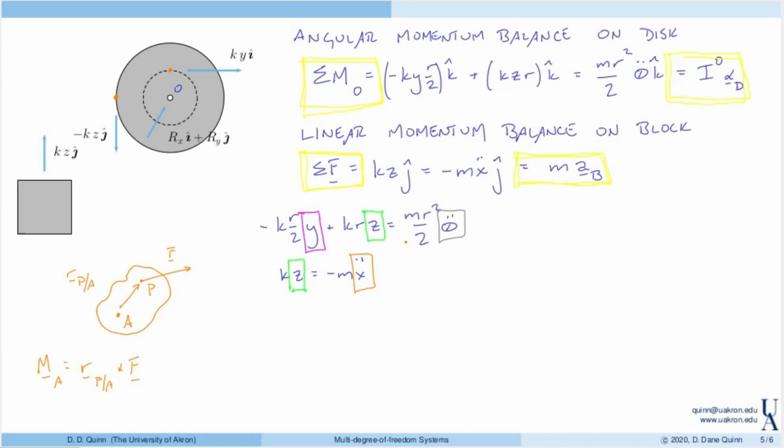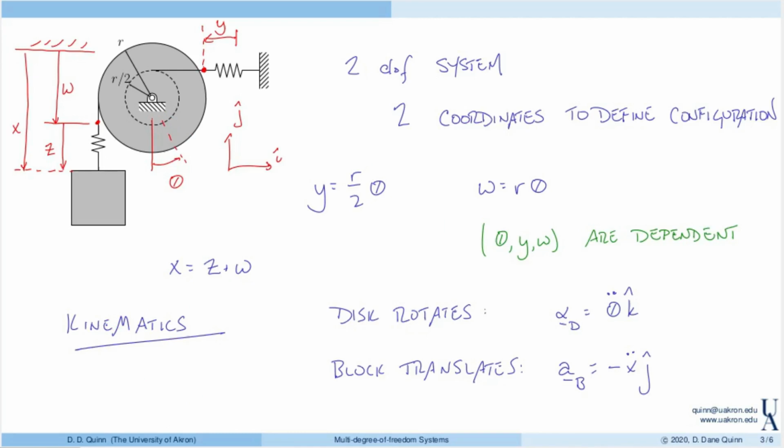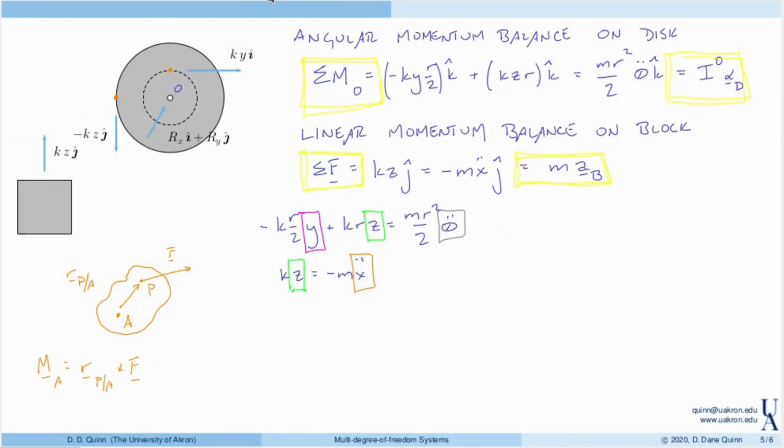So I can now use my constraint equations. Let's go back and remember what those were. Here, y, w, and x, to fill out this set. Right? So y is equal to r over 2 times theta, or sorry, w is equal to r times theta, and finally x is equal to w plus z.